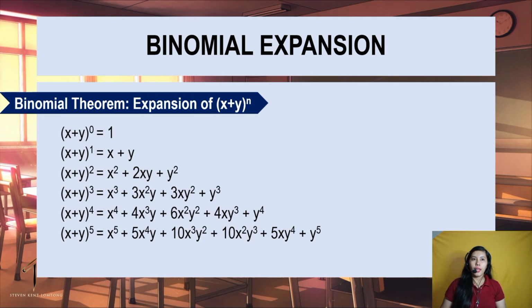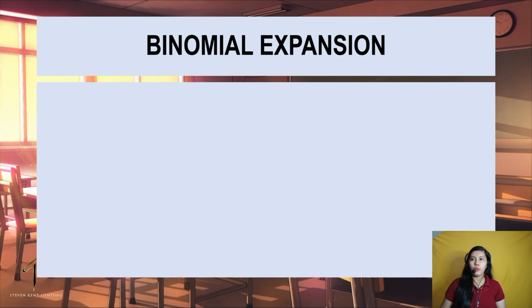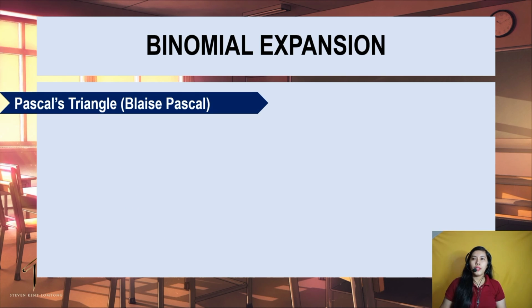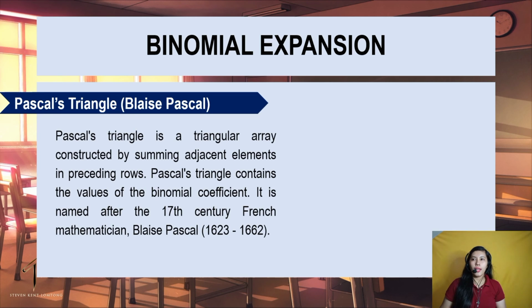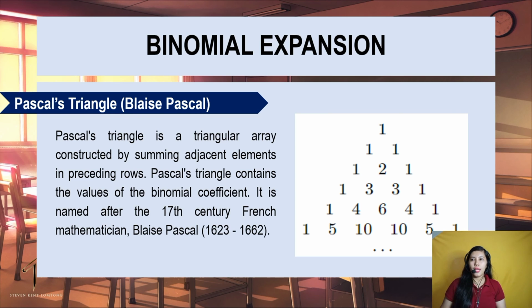So we have here this one. If we have x plus y raised to 0, of course, that is equal to 1. Raised to 1, that's simply x plus y. Raised to 2, x squared plus 2xy plus y squared, and so on and so forth. This is just based on Pascal's triangle, a triangular array constructed by summing adjacent elements in preceding rows. Pascal's triangle contains the values of the binomial coefficients. It is named after the 17th century French mathematician Blaise Pascal.